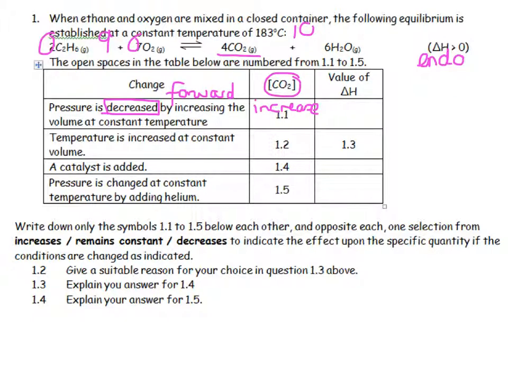The temperature is increased. An increase in temperature always favors the endothermic reaction. The forward reaction is an endothermic reaction, and therefore I am going to increase the concentration again of the CO2 because I favored the forward reaction. Delta H has got nothing to do with temperature. It's energy of reactants and energy of products, and that's your delta H value. So it's not going to change if I change the temperature at all. So this is going to be remains constant.